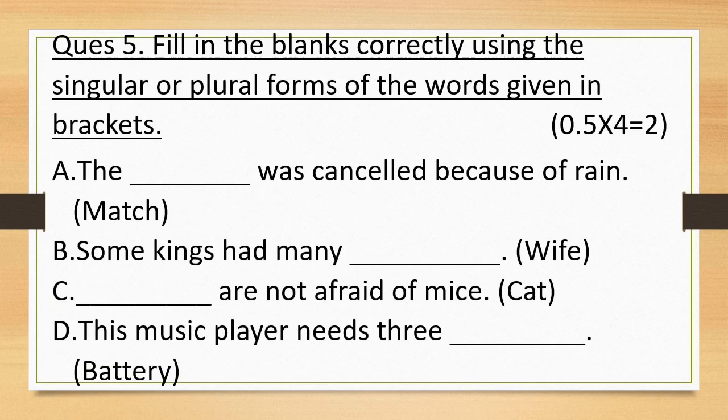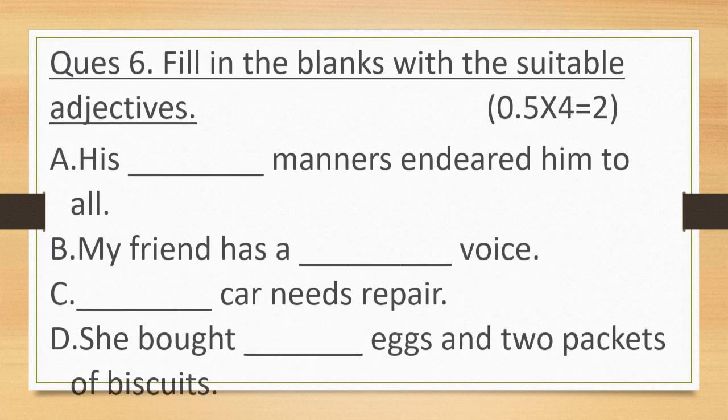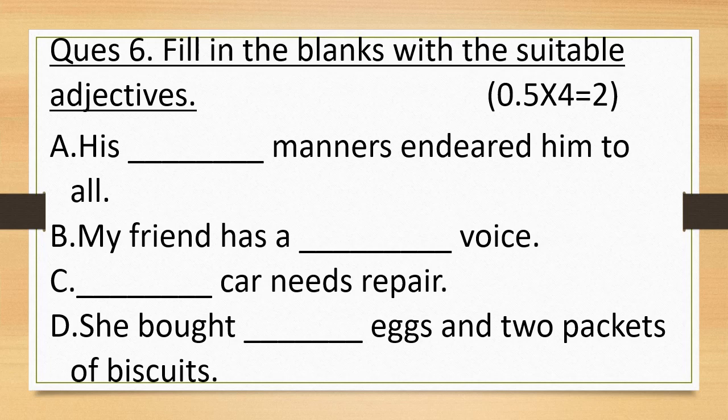This is question number 5. Fill in the blanks correctly using the singular or plural forms of the words given in brackets. Each sentence is of 0.5 marks. So read them and write carefully. Next question, fill in the blanks with the suitable adjectives. Here also each blank contains 0.5 marks.